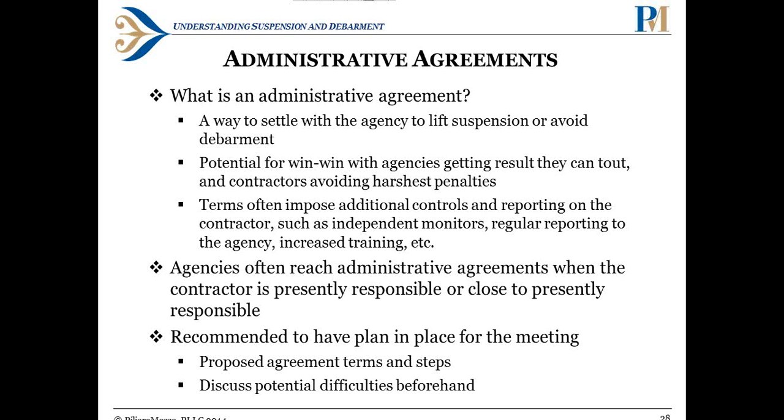They'll generally grant the administrative agreement if you're close to presently responsible or if you're presently responsible. You've seen it a lot more recently, and really it's only with the very bad actors where there won't be any chance for an administrative agreement. So you will see that possibility definitely there. Going into the meeting to try to get that administrative agreement, we recommend you think beforehand about what steps and terms you might agree to, what potential terms the agency might raise that you wouldn't be able to agree to, and any countermeasures. As we mentioned, it doesn't hurt to prepare.